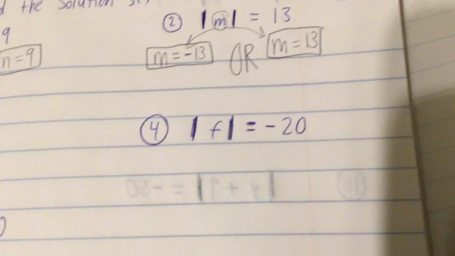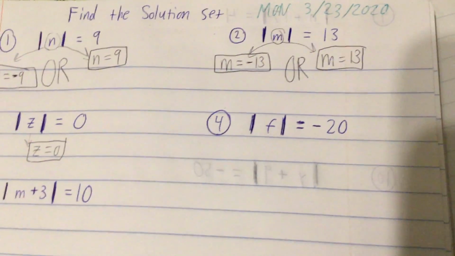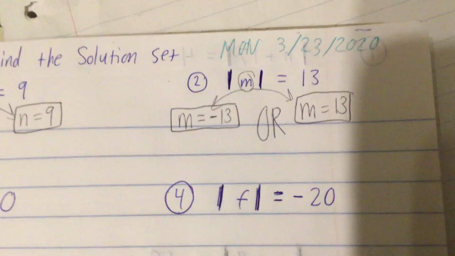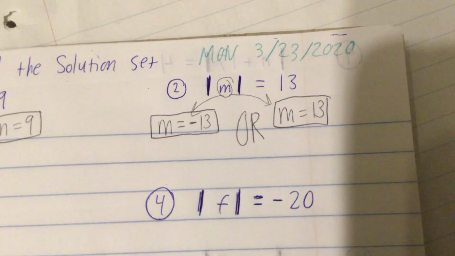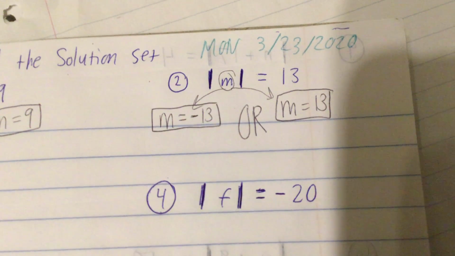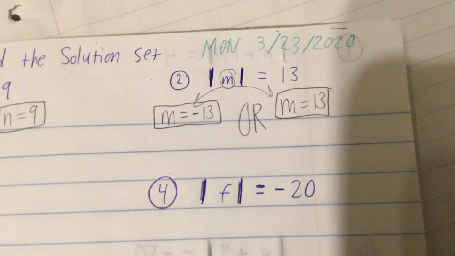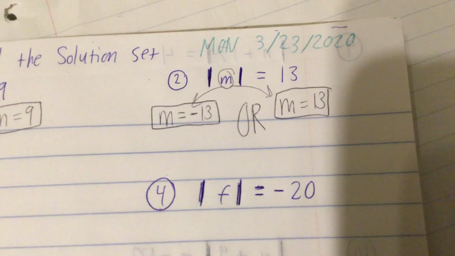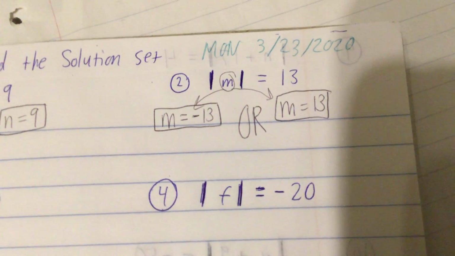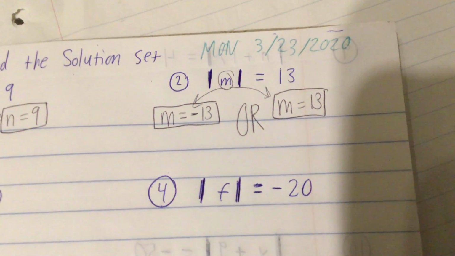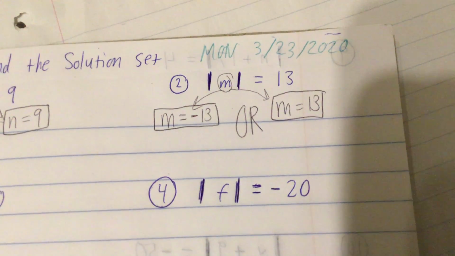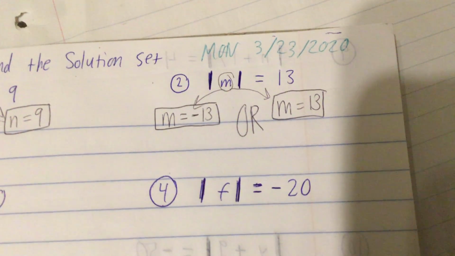Now, take a look at number 4. The absolute value of f is equal to negative 20. How do I get a distance of negative 20 steps? I picked the letter F. I didn't realize that until now. How do I get a distance of negative 20 steps? Can I reverse the steps that my Fitbit has registered? Can I tell my Fitbit, I didn't mean to plug in those 20 steps, I want to get my calories back?